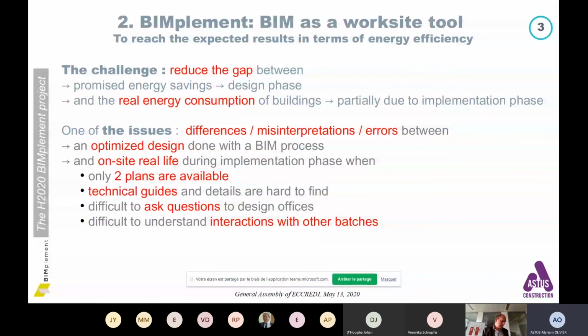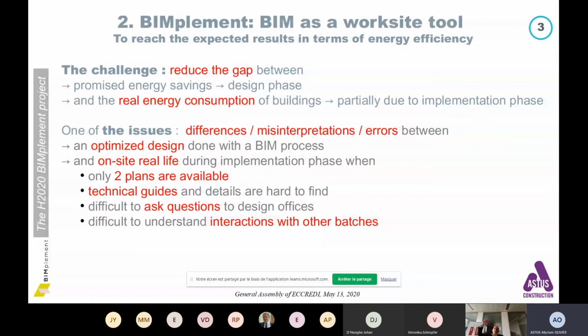One of BIMplement's answers is to help building companies implement a design project as identically as possible to the design, because there are sometimes quite a lot of differences and errors. What are they due to? What is the reason for it? One of the reasons is that right now we use BIM models to manage the complexity of NZ construction, and it's really a useful tool.